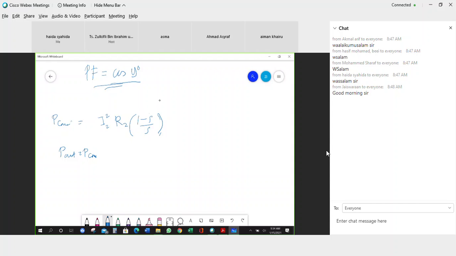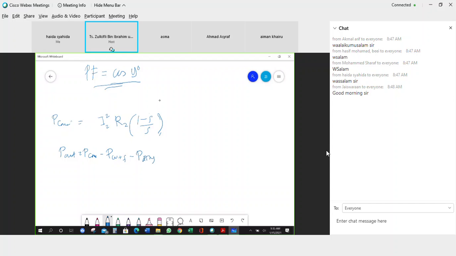Sebab P converted sama dengan apa? P out minus your P... P copper kan, P copper. P, apa dah. First of course your windage and friction, and then the other one is P stray.